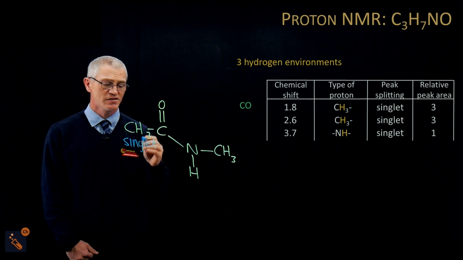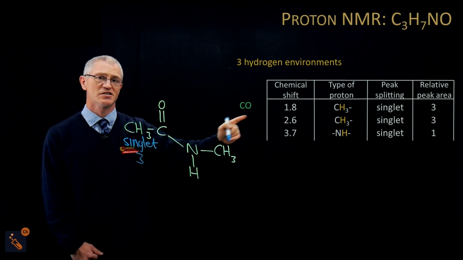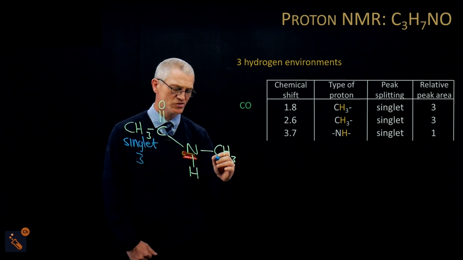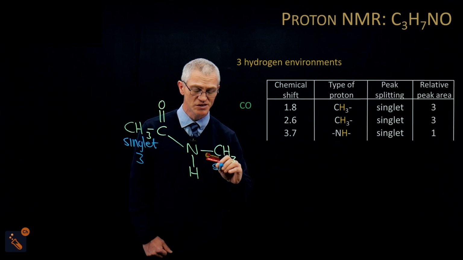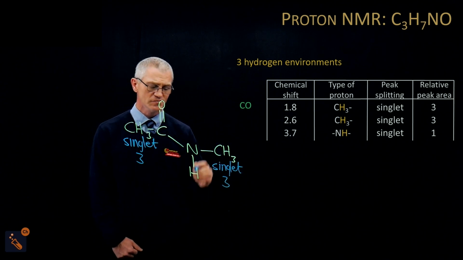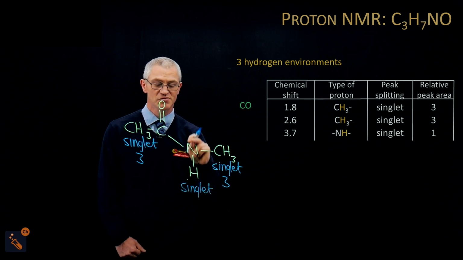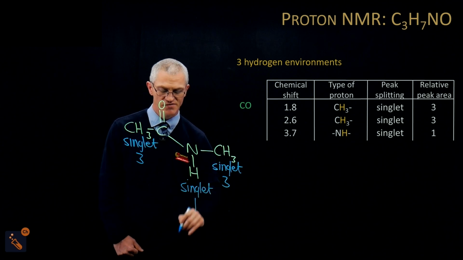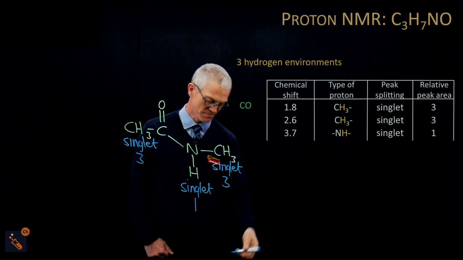Okay, that'd be a singlet with a relative peak area of 3. Relative peak area of 3, singlet, good. We also know that this can't peak split through a nitrogen, so therefore this will be a singlet, again with 3. And we know that this also will be a singlet because all NH peaks are singlets, because you can't peak split through that nitrogen, and that will have a relative peak area of 1. Now that fits with all of this here.